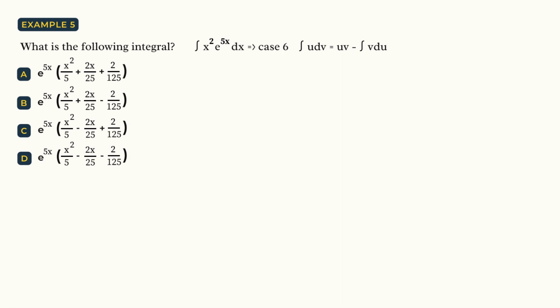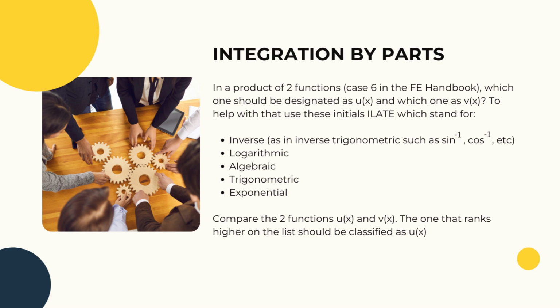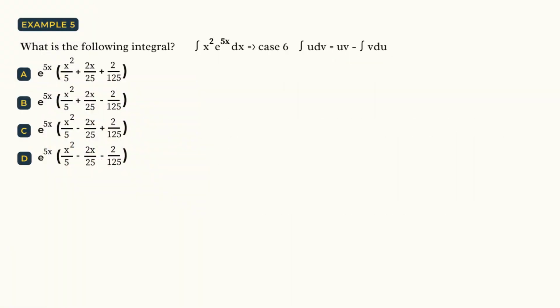So this is case 6, and the formula from the FE Handbook is integral of u dv equals uv minus integral of v du. So let's go back to our ILATE initials and identify which one is u and which one is dv. So we have x squared, and this is an algebraic function, and we have e power 5x. This is an exponential function. So looking back at this list here, notice how algebraic ranks higher than exponential, which means that u is going to be equal to x squared.